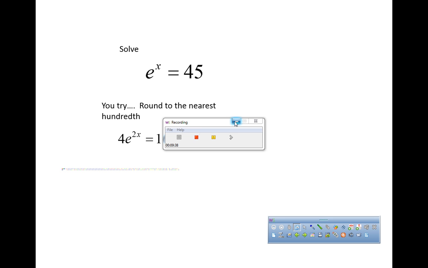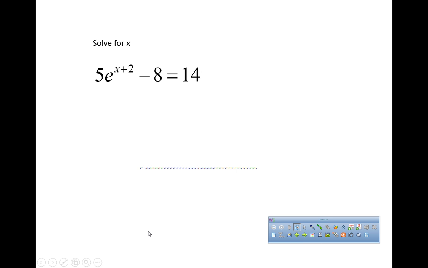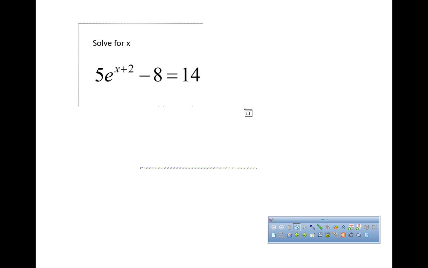Let's move on to this next one. It says, try to solve this, solve for x. Give it a shot, okay? See what you can do. Solve for x.